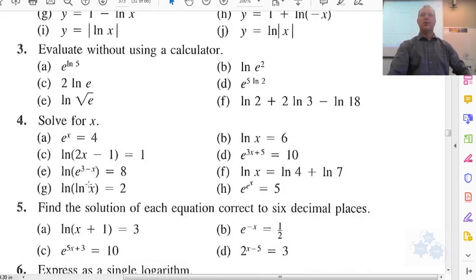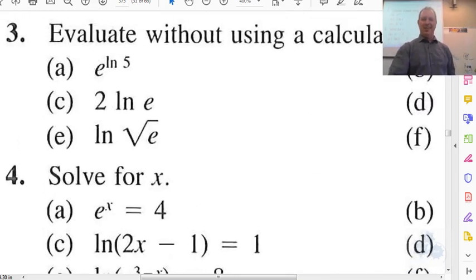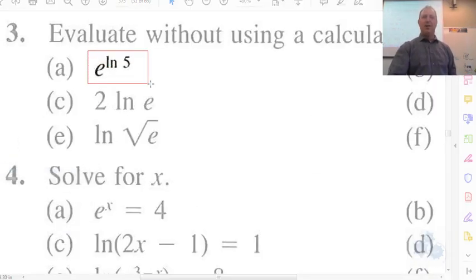Evaluate without using a calculator. I love those questions. Okay, what about e to the power of ln of 5? What's that? Is it ln of 5, or is it 5? Is it 5 or ln of 5?